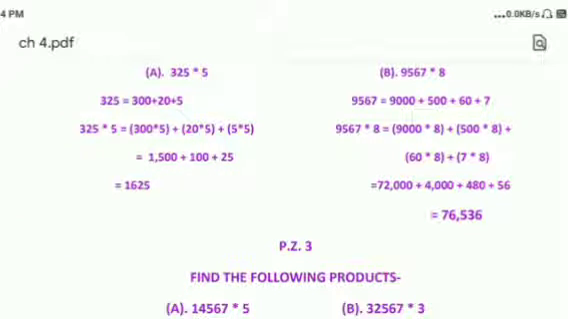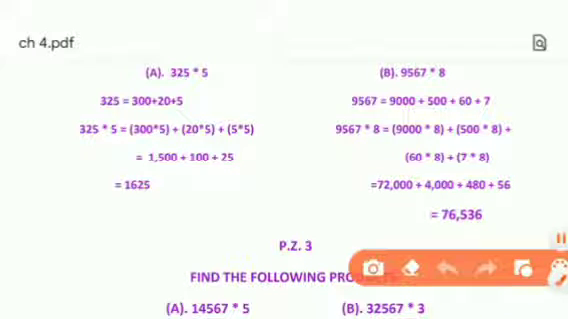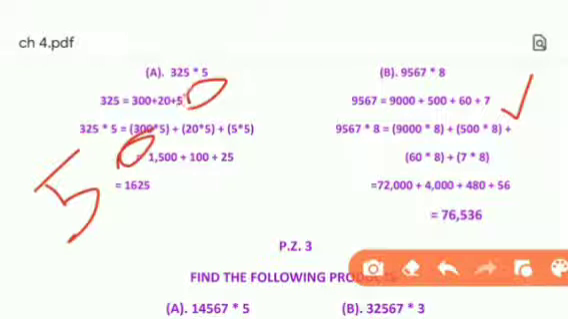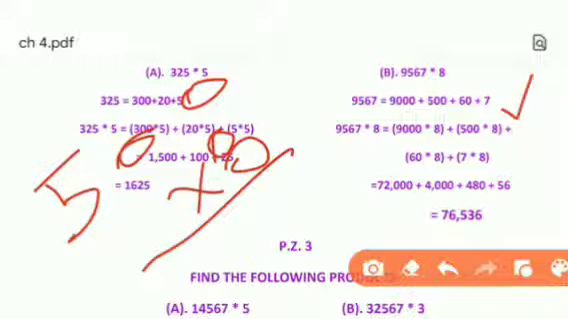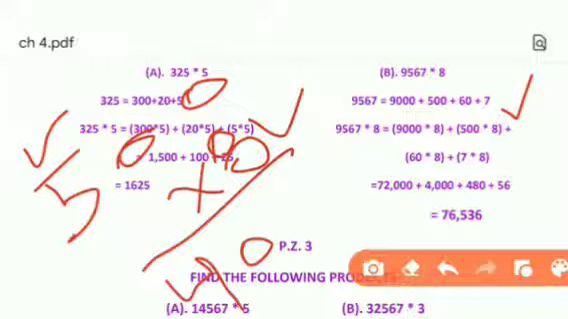Now after multiplying 9000 by 8, we will multiply 500 by 8. So I am giving you an example: 500 into 8. You can multiply like this, or as I have told you, first you will multiply 8 and 5. The answer is 40. After 40, how many zeros are here? 2 zeros. I am mentioning 2 zeros here. The answer is now 4000.